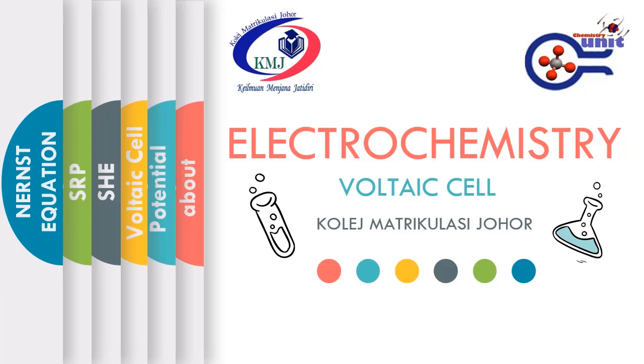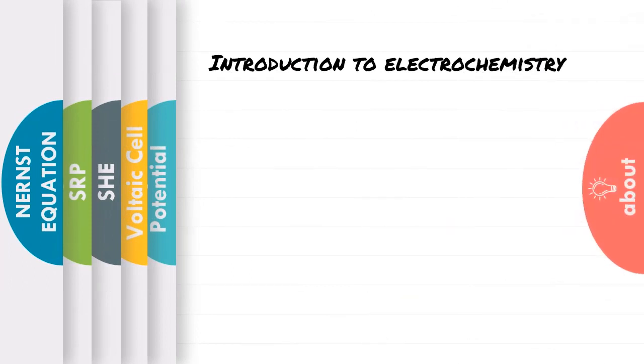In this video, we're going to learn about a new topic called electrochemistry. Before we go in depth learning this topic, you need to first understand what the name of this topic is referring to. Electrochemistry is about the relationship between chemical reactions and electricity.